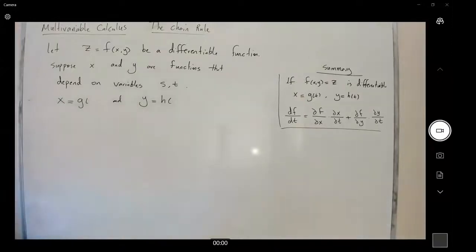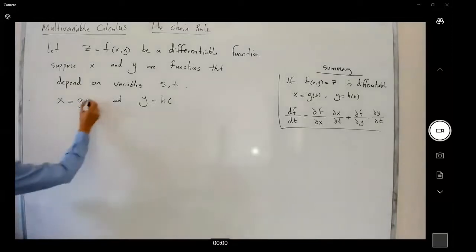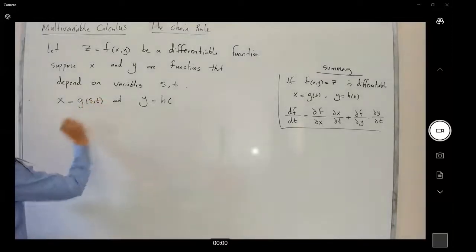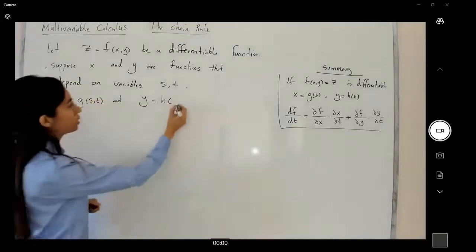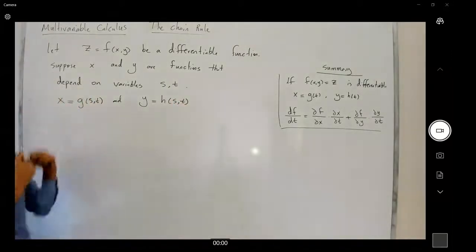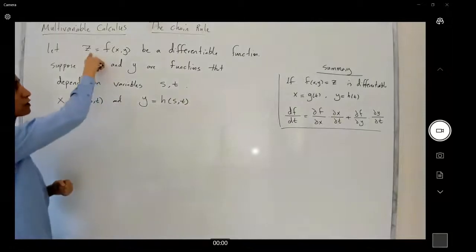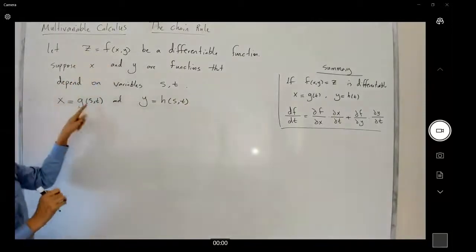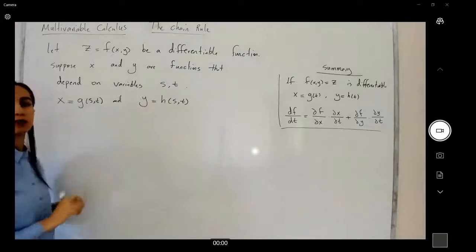So suppose x is defined as g of s and t, and y is defined as h of s and t. Now we can define the partial derivatives of function f with respect to s and with respect to t.